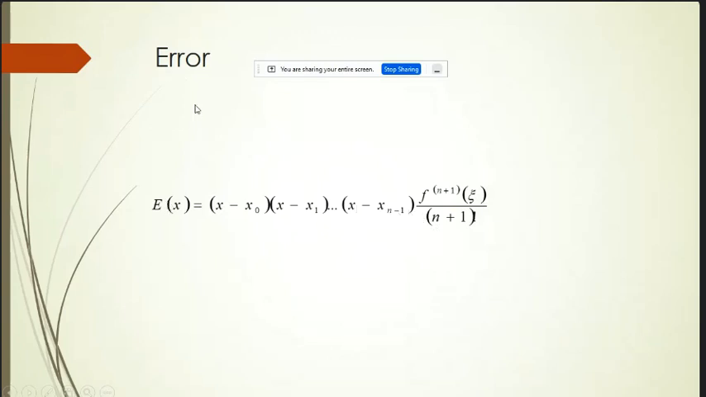The error E n of x is as the right side of this equation. This has a mathematical background, but you only need to know this equation.